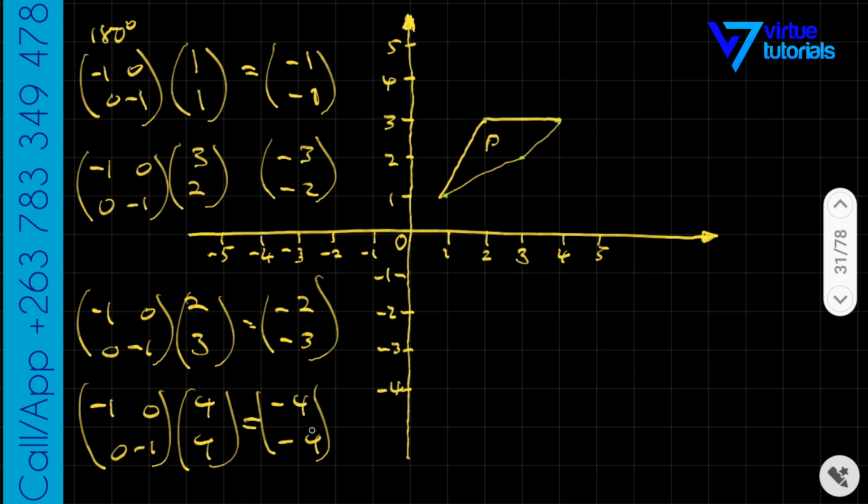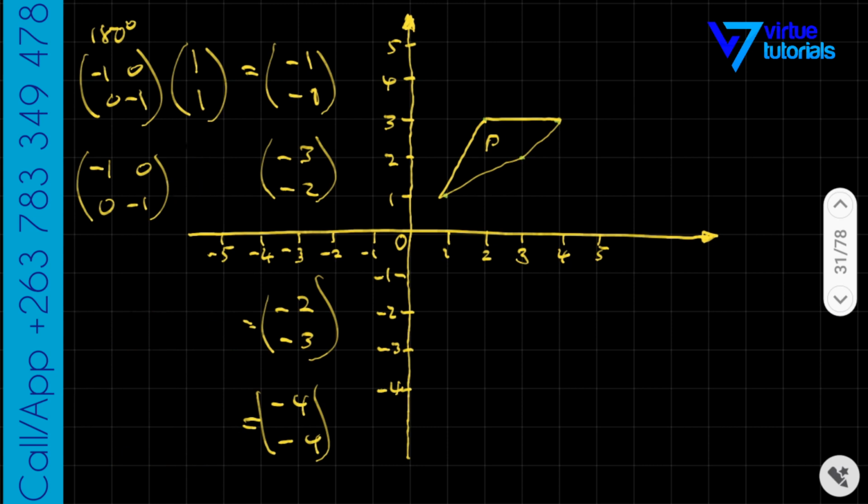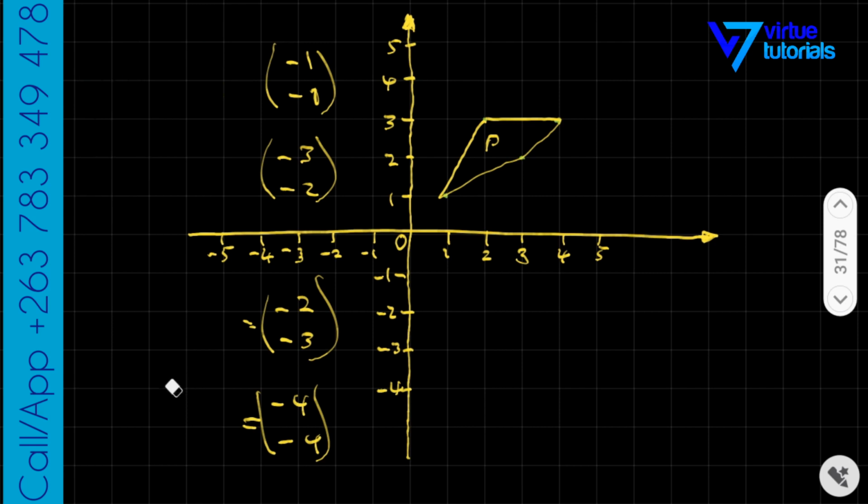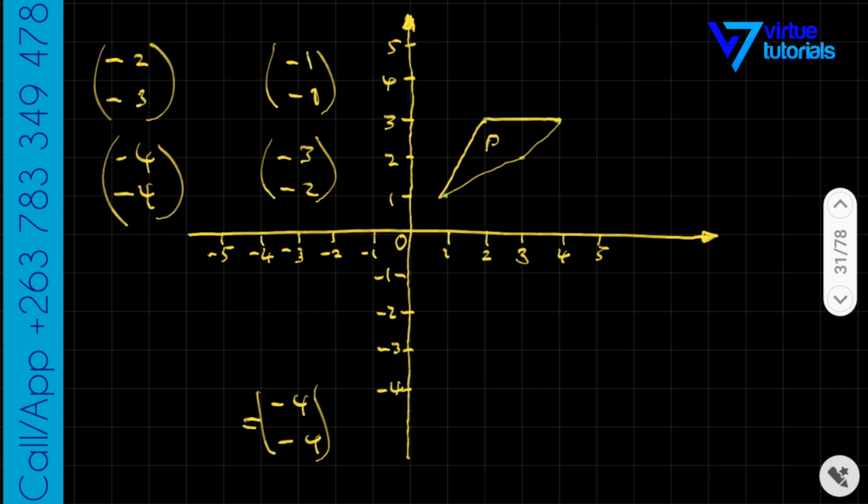So now let me just collect these points in a corner somewhere where I can write them and make space for my image. So let me bring these guys up. Minus 2, minus 3. And then this one is what? Minus 4, minus 4. I'm just bringing them up to make space for my image. So now I can plot those points, right? The first one is minus 1, minus 1. Minus 1, minus 1 is that point. And then the next one, minus 3, minus 2. Minus 3, minus 2 is that point. And then the next one is minus 2, minus 3. Minus 2, minus 3 is that point. And minus 4, minus 4 is that point.